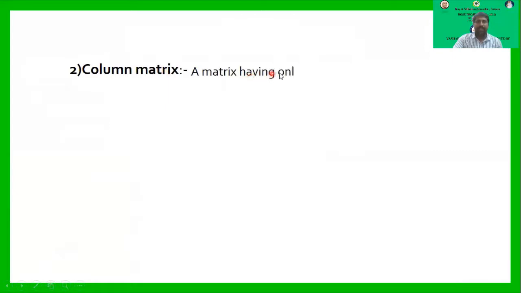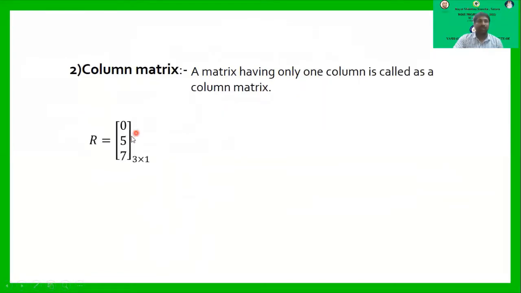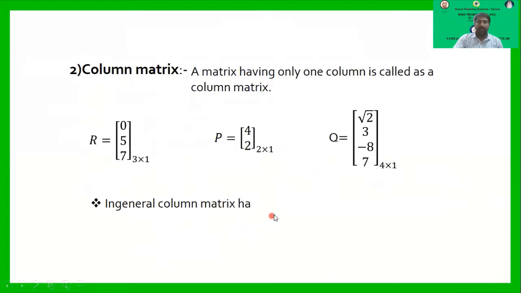A matrix having only one column is called a column matrix. Here, this is a column matrix. It has only one column and 3 rows, so 3 by 1 is its order. P is 2 by 1, 2 rows and 1 column. Q has 4 rows and 1 column, so its order is 4 by 1. So in general, a column matrix has order m by 1, where m is greater than or equal to 1.